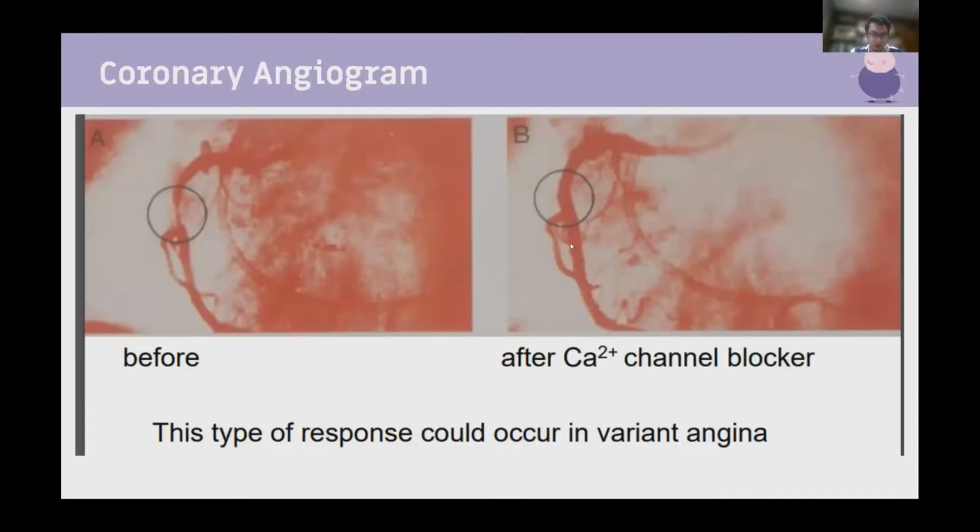This is an angiogram just showing you how well it works on relaxing these coronary arterial vessels. So this is a spasm, I believe. Yeah, variant angina. So this is a spasm of the coronary artery, and after calcium channel blocker, you relax that.